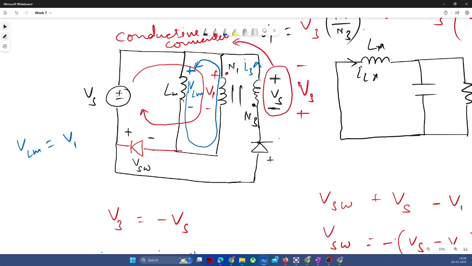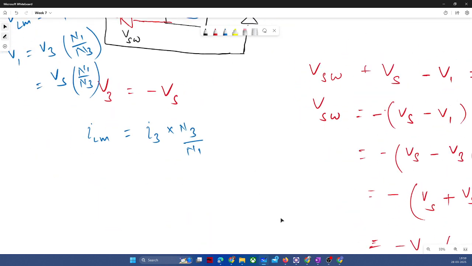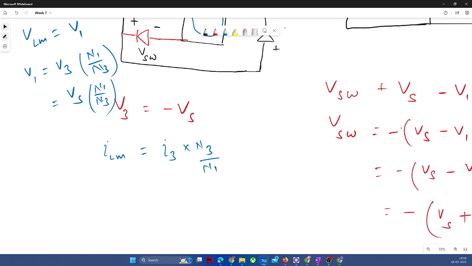VLM is equal to V1 and V1 will get its value from the induction. So it is all linked. So V1 will get V3 into N3 by N1. So let me write V1 during this period. V1 is equal to V3 into N1 by N3. Now one more link is there. V3, now when the switch is off, is equal to Vs. Vs into N1 by N3. Am I right till this point? Yes, sir. Yeah, great. So the drooping slope would be Vs into N1 by N3 divided by Lm. So that is the slope here.